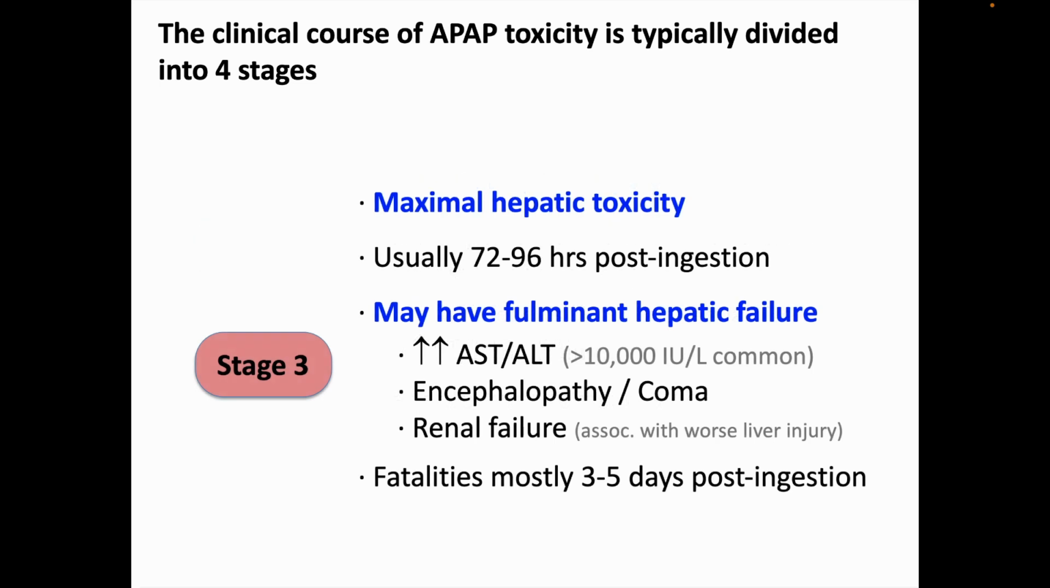Stage 3 is when we will see maximal hepatic toxicity within 72 to 96 hours after ingestion. Patients may progress to fulminant hepatic failure, and even if they don't, it's possible to have hepatic transaminases reaching very high levels of 10,000 or more. Renal failure can also occur and is associated with worse liver injury. If a patient progresses and dies, this typically happens 3 to 5 days after the acetaminophen overdose.